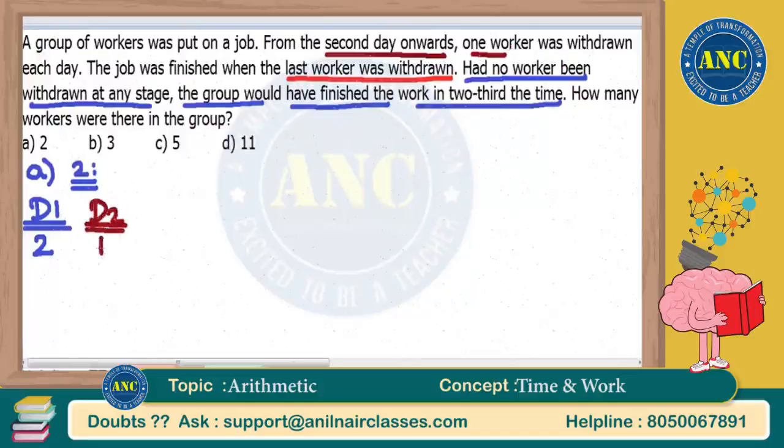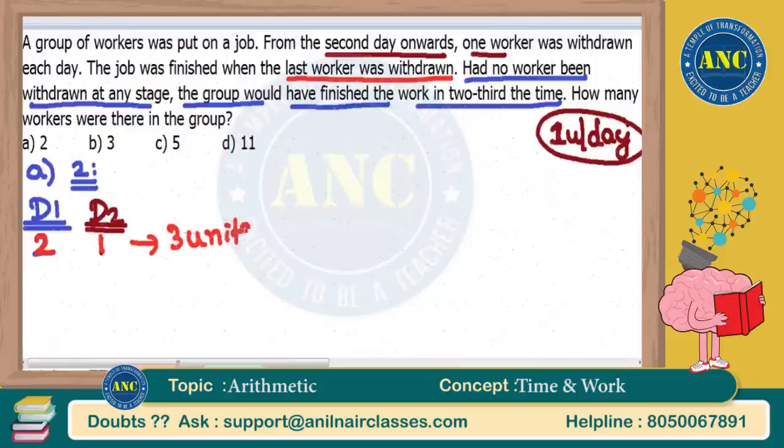That means, can I say that here also 1 unit per day is the default assumption, right? If 2 workers are there, 2 units per day. That is the default assumption in these kinds of questions. In the first and second days, 2 units are completed on day 1 and 1 unit is completed on day 2. Totally 3 units are completed.